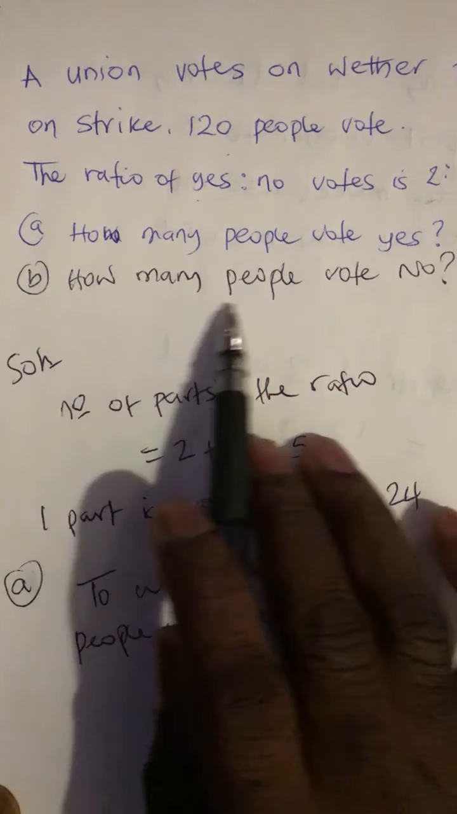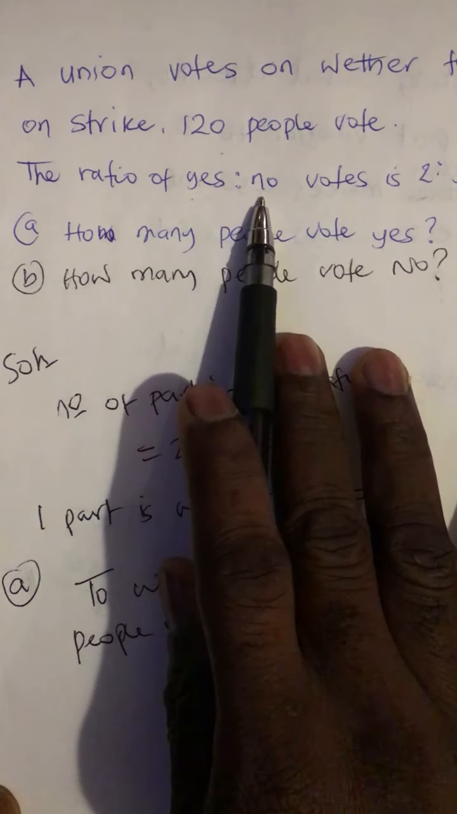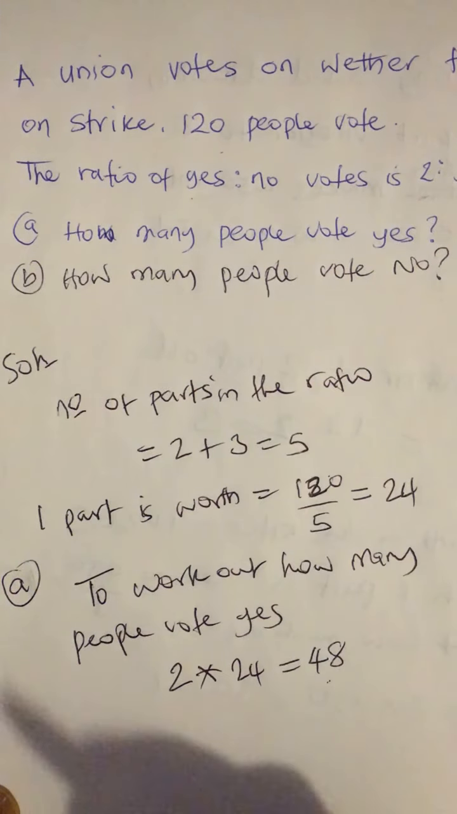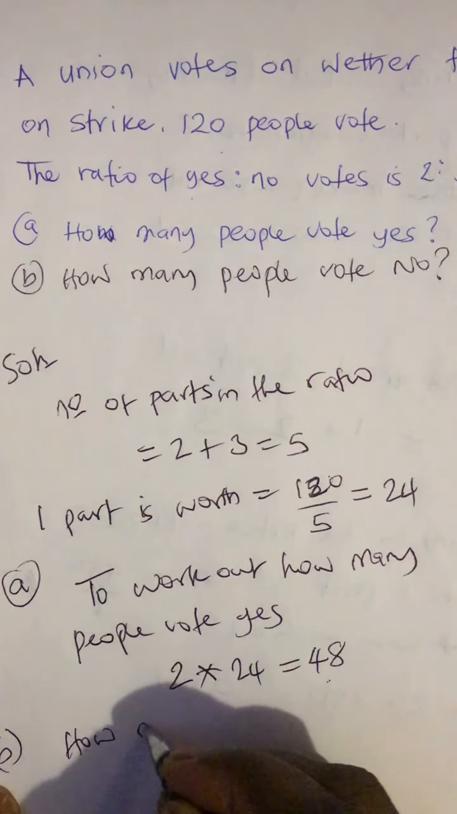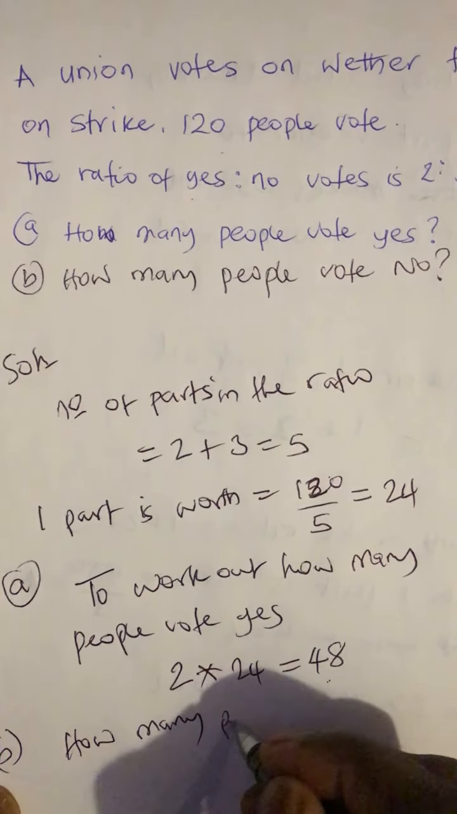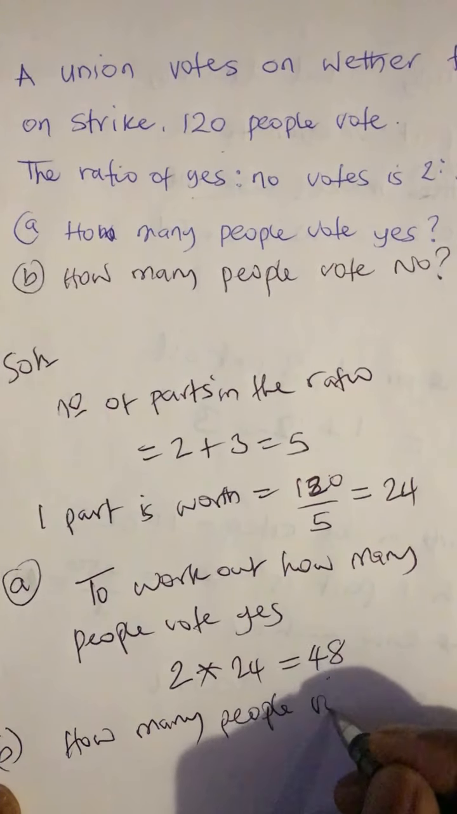So next, part B, we have now 48 people voted yes. The next one is how many people voted no. The number of parts of people that voted no is 3. So we now have B, how many people voted no.